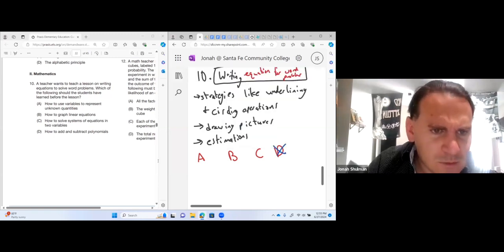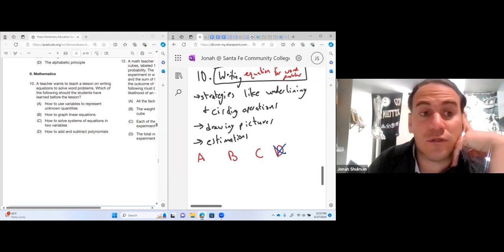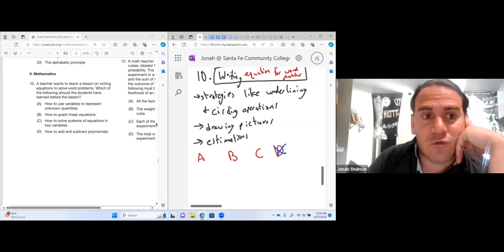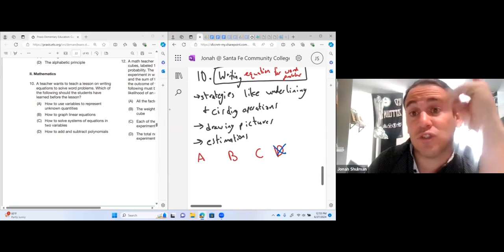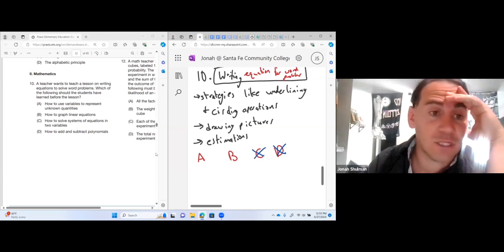How to solve systems of equations with two variables. This also sounds too hard. C also sounds too hard. Why does C sound too hard? C sounds too hard because I'd probably start with just one variable before jumping to two variables. So that's why I don't like C.